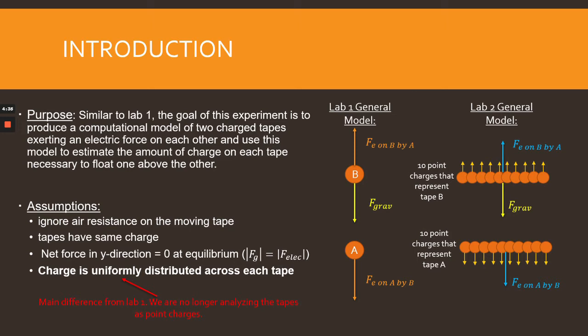Similar to Lab 1, it is safe to assume that air resistance on tape B is negligible, the tapes will have the same charge, and the net force on the floating tape in the y direction will be 0 at equilibrium. On the right, you can see the general differences between Labs 1 and 2.